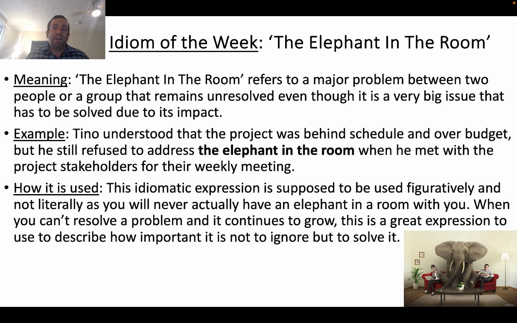Because the project's behind schedule, it's not on time, it's over budget, they're spending too much money. He is not doing a good job because he's still refusing to address the elephant in the room, or two elephants in the room. The one elephant being it's behind schedule, the other meaning it's over budget. So he's not being honest or upfront about solving the major issues here with the project stakeholders, even though they have a stake. When we say stake, it means they're invested in this project. So that's a good example of how the elephant in the room can be used in a sentence.